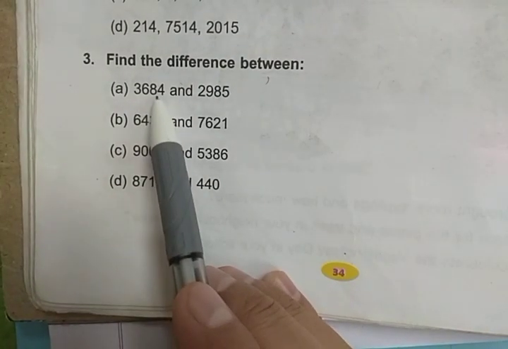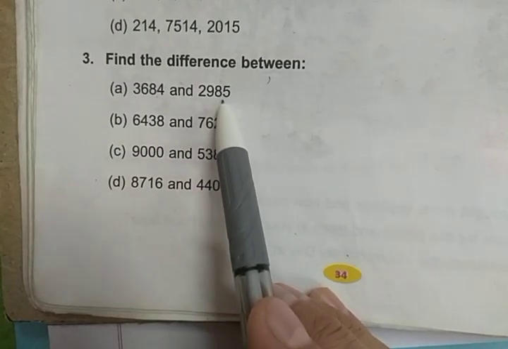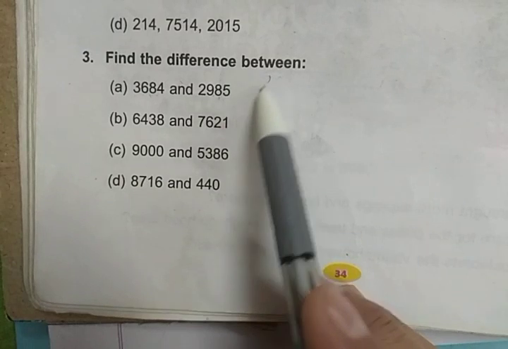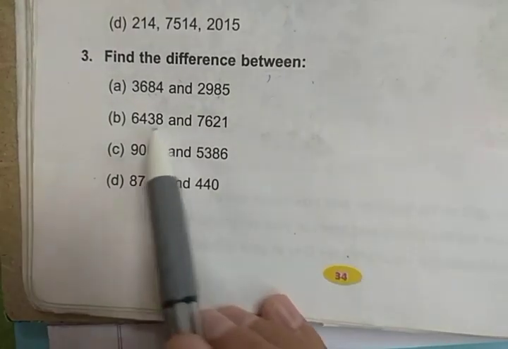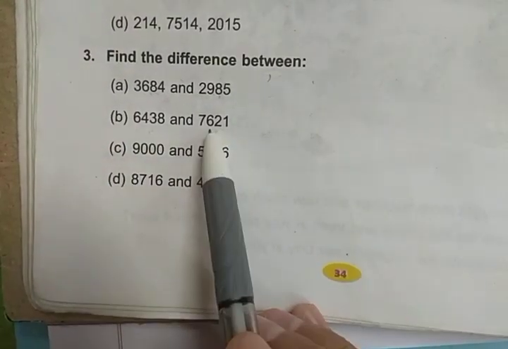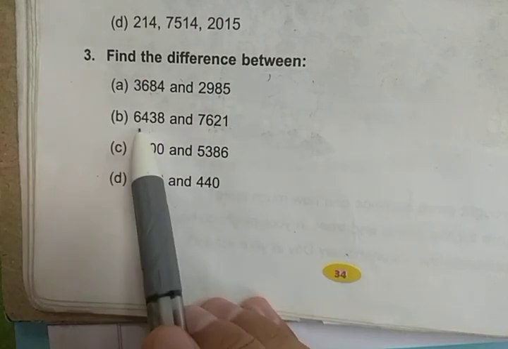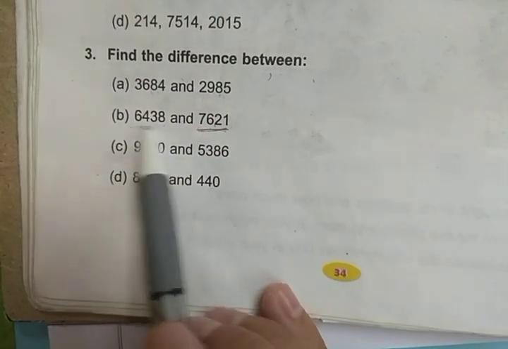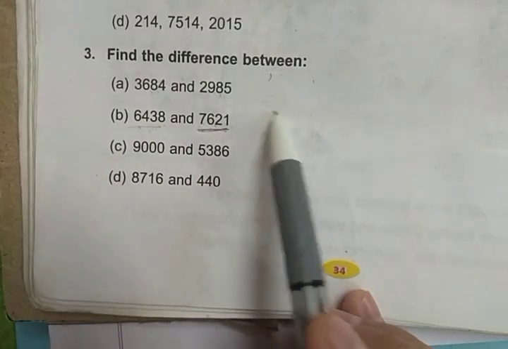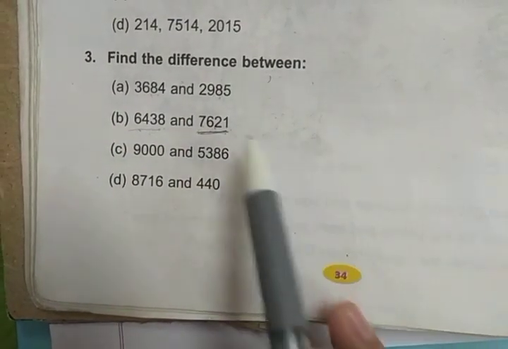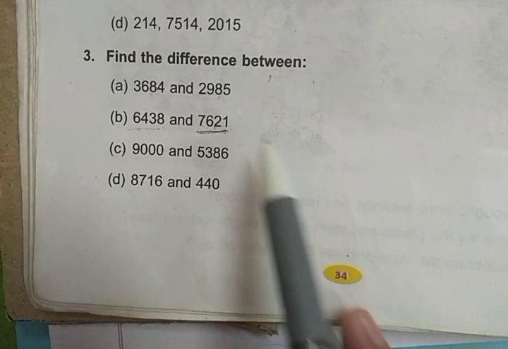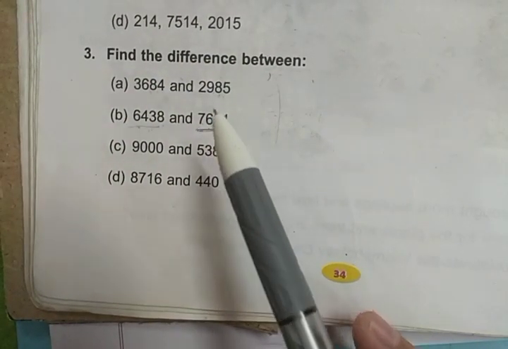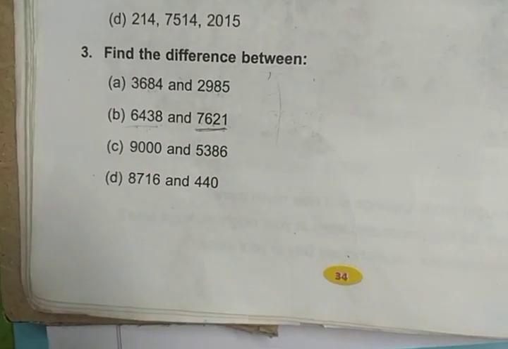Here 3684 and 2985. So which one is greater? 3684. So we will write 3684 on the top. And then out of these two numbers, which one is greater? 7621 and 6438. So 7000 is greater than 6000, so it will come on the top. We will write 7621 minus 6438. So here in this question, you have to keep in mind that you have to write the greater number on the top.